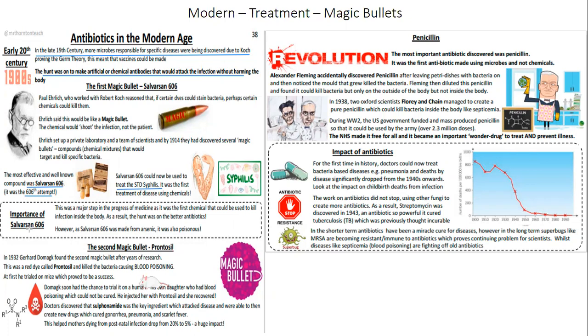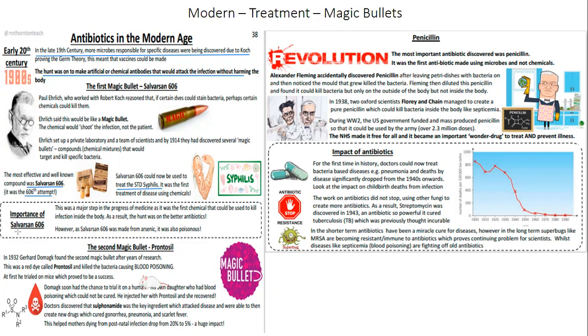Okay? It was a major step in the progress of medicine. It was the first chemical that could be used to kill infection inside the body. So because this was proven, people wanted to find more. The problem with Salvarsan 606 is, though, it was made from arsenic, and arsenic is also a type of poison. So even though there were some negatives to Salvarsan 606, it got the ball rolling in regards to chemical antibiotics.